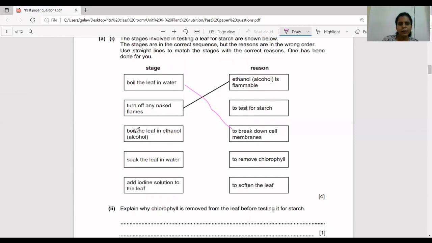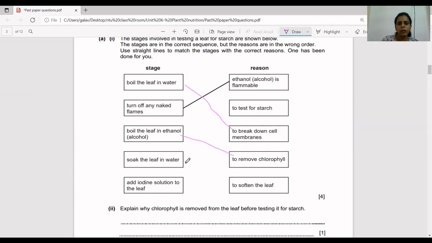Ethanol is flammable. Boil the leaf in ethanol or alcohol. So we boil the leaf in alcohol to remove any chlorophyll which is present in the leaf. This is because if chlorophyll remains in the leaf, the green color of chlorophyll will mask the blue-black color of iodine, or it will mask the orangish brown color of iodine. Hence the purpose of boiling the leaf in ethanol is to remove chlorophyll.